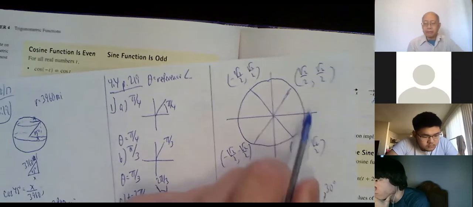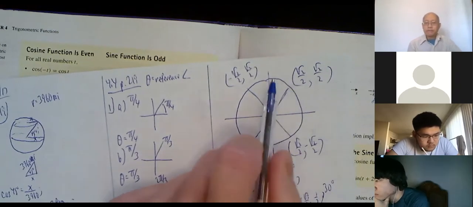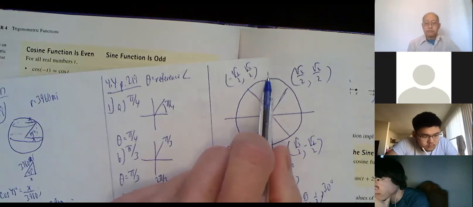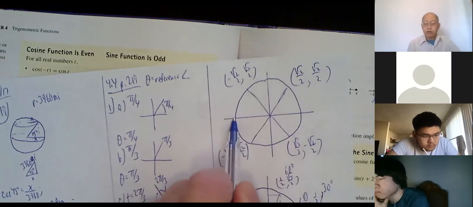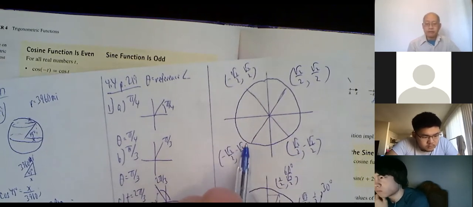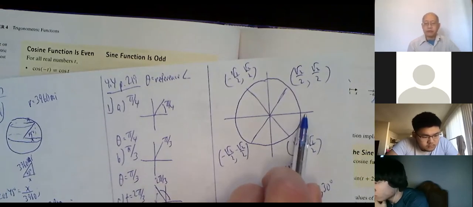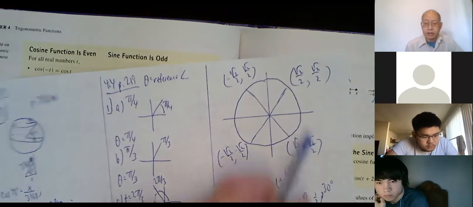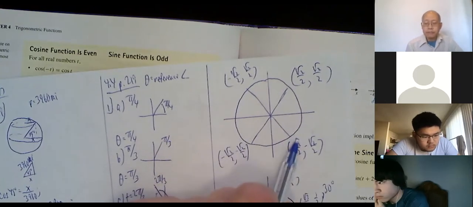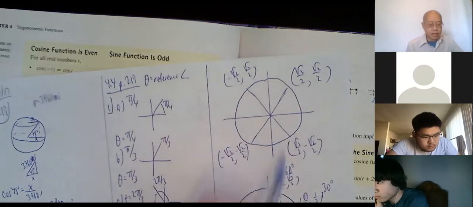Or again, if you want to count by pi over 4s: pi over 4, 2 pi over 4, 3 pi over 4, 4 pi over 4, 5 pi over 4, 6 pi over 4, 7 pi over 4, 8 pi over 4. And then you can reduce as necessary. So all of these are radical 2 over 2, except for the sign.